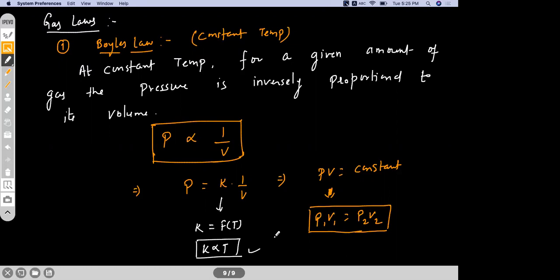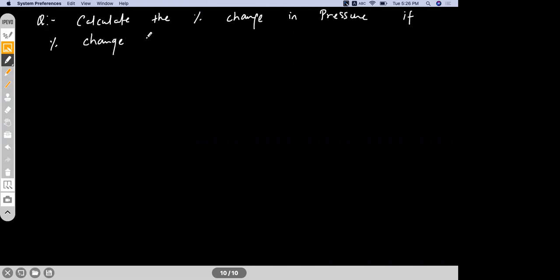Okay, based on this, we'll draw the graph. So the understanding of this is important. Okay, graph we'll see. Before that, we'll solve one question here. Look at this question. Calculate the percentage change in pressure if the percentage change in volume is 25%.